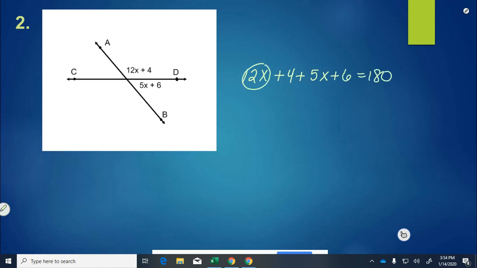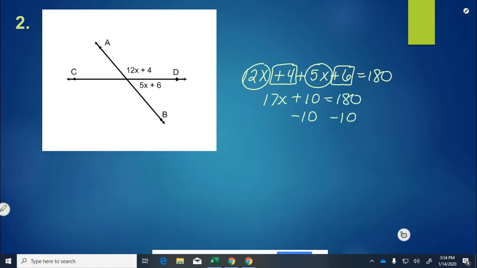We can combine like terms. So we get 17x plus 10 equals 180. Subtracting 10 from both sides, 17x equals 170. And then dividing by 17, x equals 10. Okay, so now we can find our two angles.